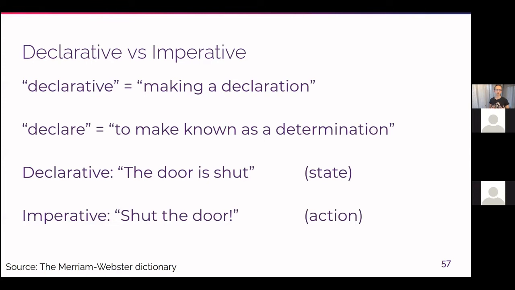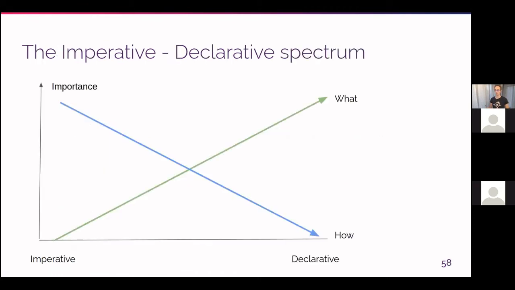But imperative is the opposite, and that's an action. It's some movement in some way. And with declarative, you focus much more on the what, not the how as much. Whereas if you're imperative, then you focus a lot on the exact steps on how to get there, but not actually as much on what it is I'm actually doing.